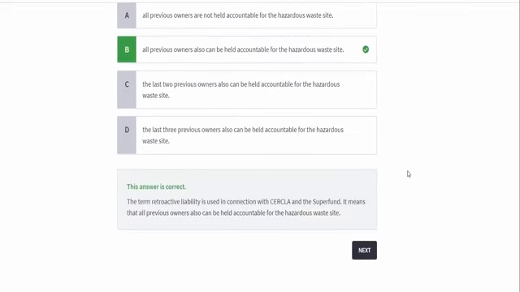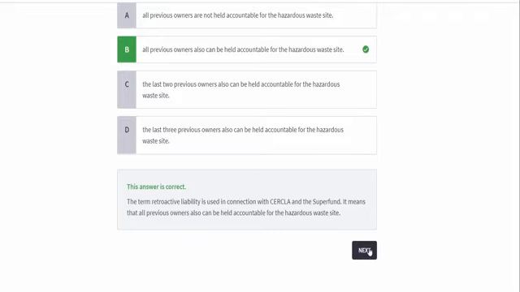So the term retroactive liability is used in connection with CERCLA and the Superfund, obviously, and it means that all previous owners can be held accountable for the hazardous waste site. Super important to understand when we're talking about environmental real estate and the laws associated with that, that you are familiar with the term retroactive liability.